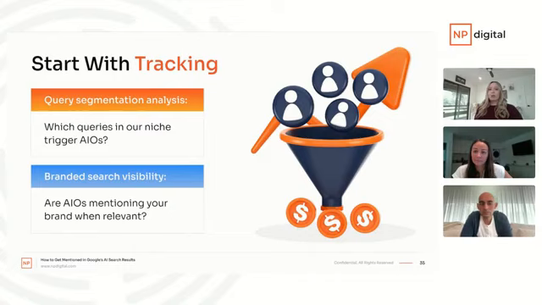Second, you should monitor branded search visibility. Branded search visibility will help you track if AI overviews are actually mentioning your brand where it's relevant. You ideally should be showing up for queries that are relevant to your brand, where you are an authority. If your brand isn't being shown, that can mean that it isn't authoritative enough to be shown instead of your competitors. These two types of tracking give you the baseline to identify any missed opportunities and build a content strategy that targets relevant content within your industry.